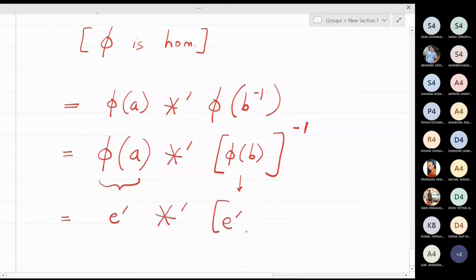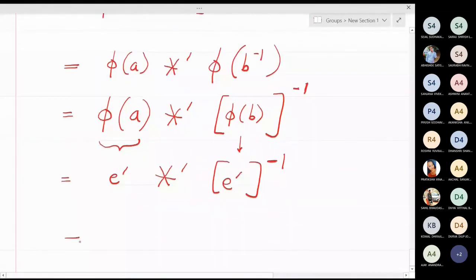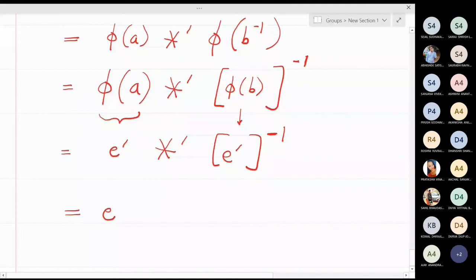What is the inverse of identity? The inverse of identity E dash is nothing but E dash itself. So this E dash inverse will again become E dash. And therefore you will get the product E dash star E dash, which will be equal to E dash again. And therefore this will be our right hand side.